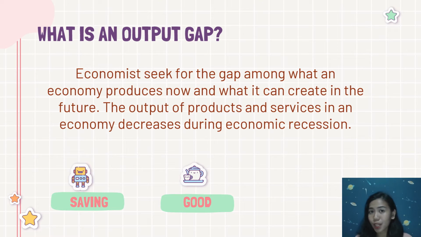So what is an output gap? Economists look for the gap between what an economy produces now and what it can create in the future. The output of products and services in an economy decreases during an economic recession. When things are good, though, output, which is commonly measured in GDP, increases. One aspect of this, ups and downs, is often referred to as the business cycle.